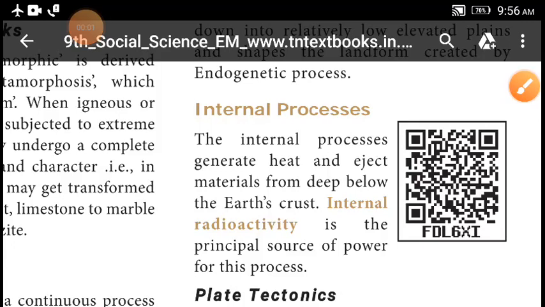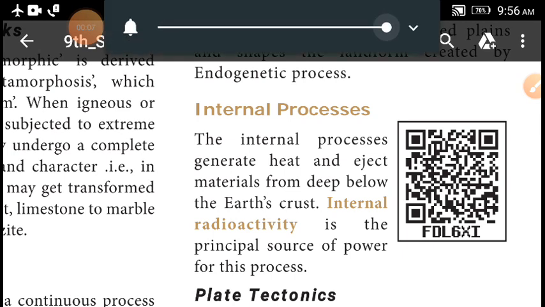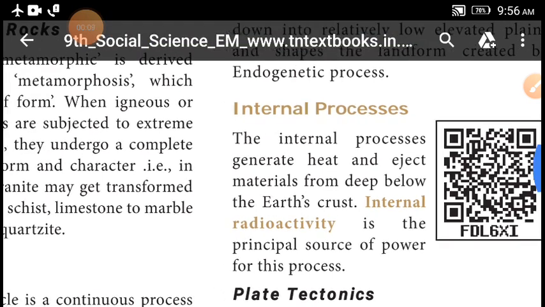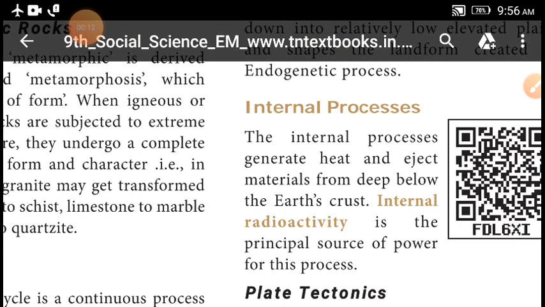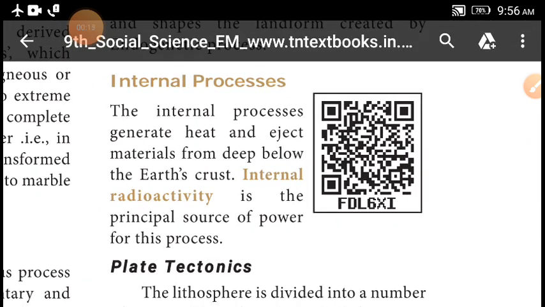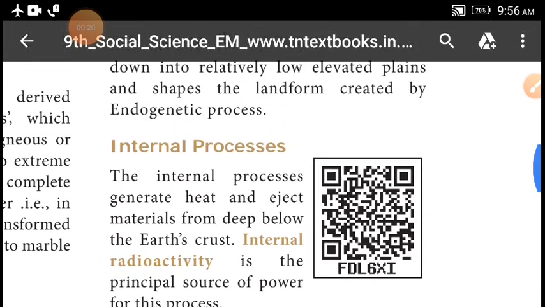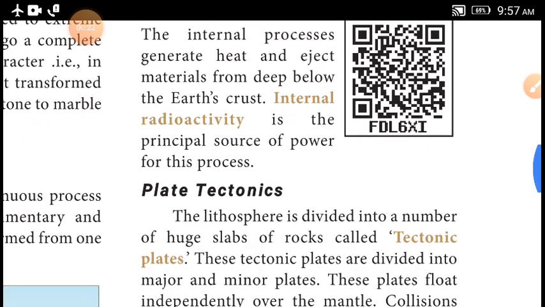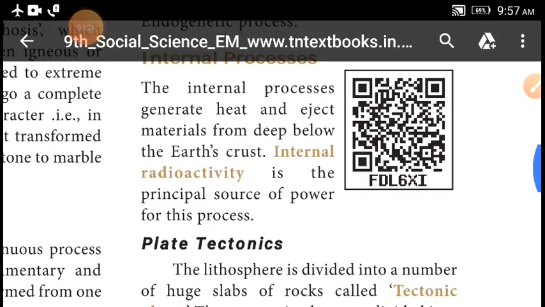Let's continue the lesson from geography lesson number 1. Last class we discussed the three layers of the earth, the mantle, core, and crust. Everything we explained last class, and the subdivisions also. Now we are going to see a new topic, internal process.